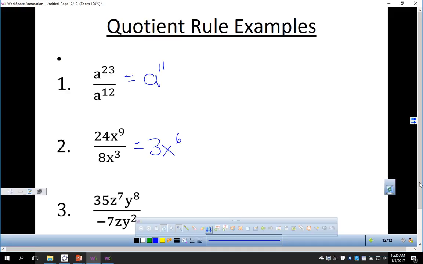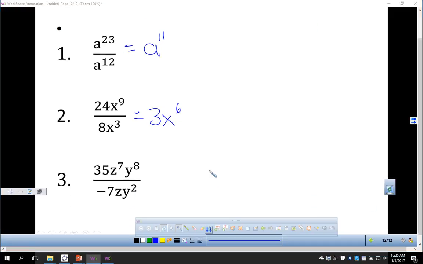How about the last one? Who's got this last one right here? Go ahead, Luna. Perfect. Y to the 6. Do you guys understand where she got that from? She divided this into this, and then she subtracted. There's a 1 down here if nothing's there, right? So you divide that, and then you subtract the exponents.